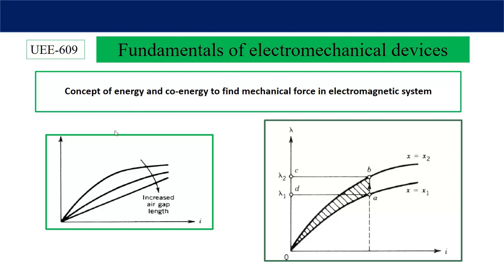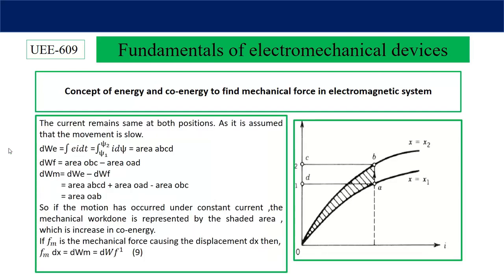And here we have also discussed that with the increase in air gap length, the magnetization characteristics become linear. With the decrease in air gap length, that means when movement occurs and the air gap length reduces, the characteristics become non-linear. So let's analyze these things mathematically, and we will obtain the expression of force with the help of coenergy. The first assumption: the current remains the same at both positions, as the movement is assumed to be slow.